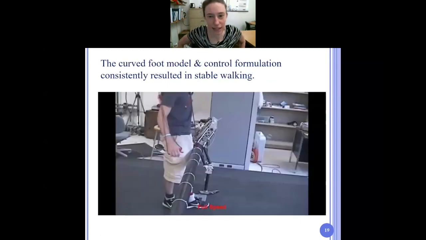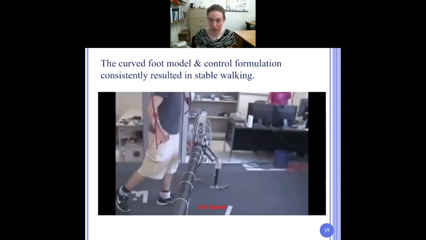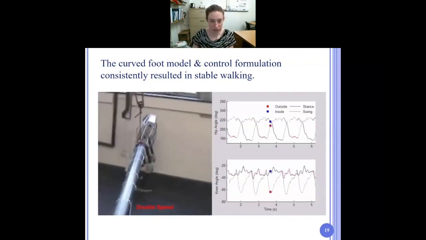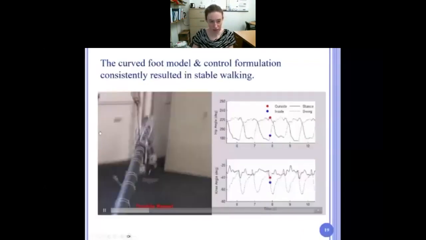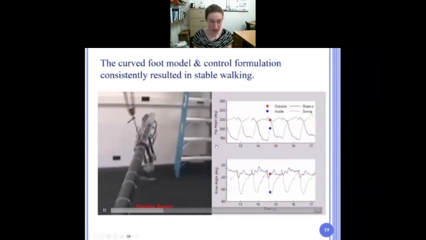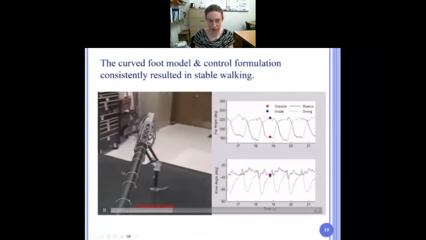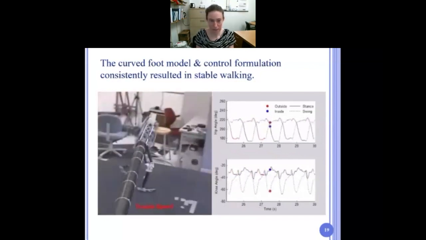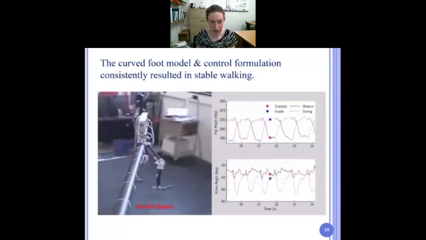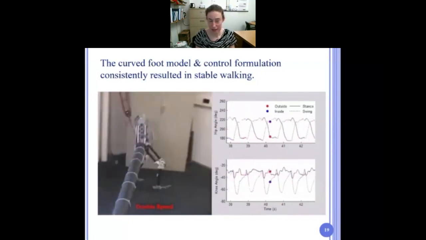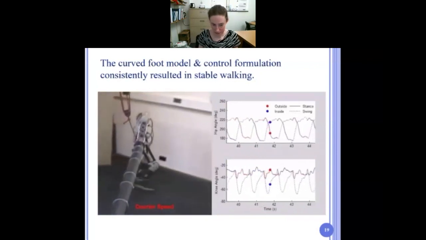So then the next step was to incorporate this model into the controller. This video shows the biped Ernie walking with the curved foot HCD model and controller. Ernie was the robot in my graduate student lab. And as you can see, Ernie is able to consistently walk in a stable manner with the curved feet.